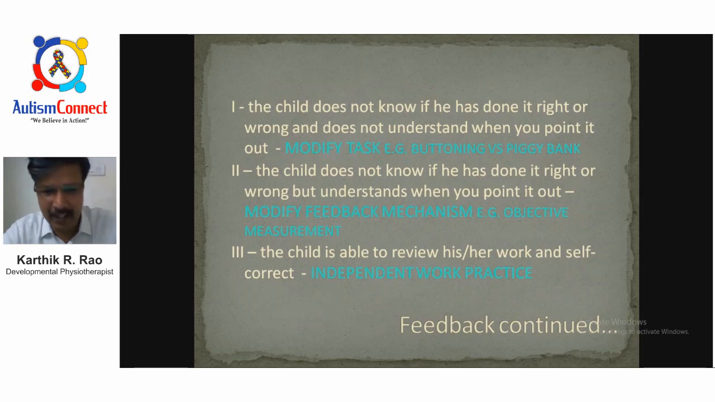Now, if I see this self-correction, it means the child is able to appreciate the feedback that he is getting from the board, and this is the child who is now ready for independent work practice, because now he can do the work without my presence.